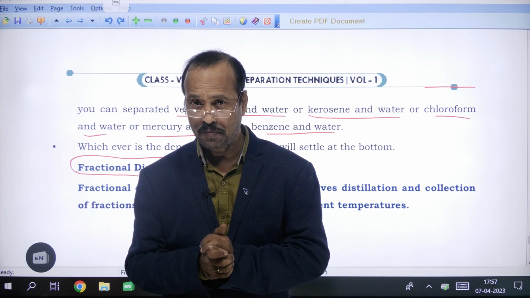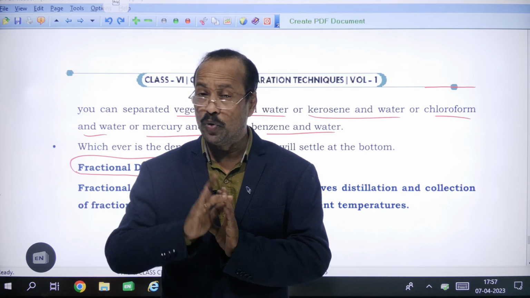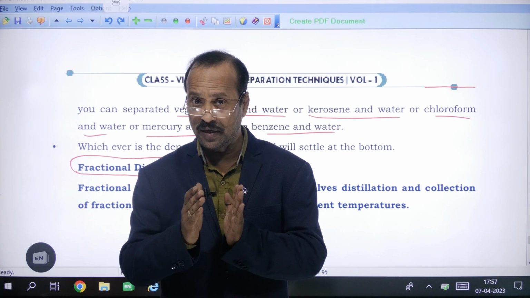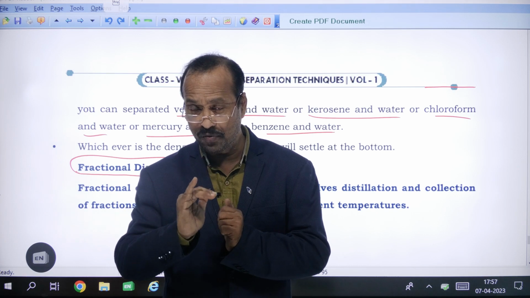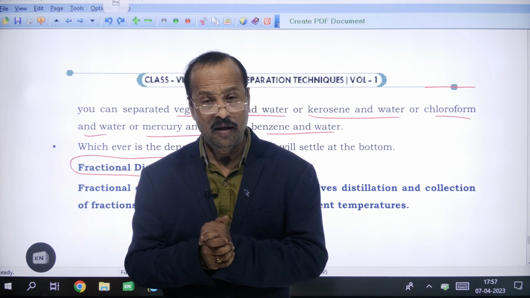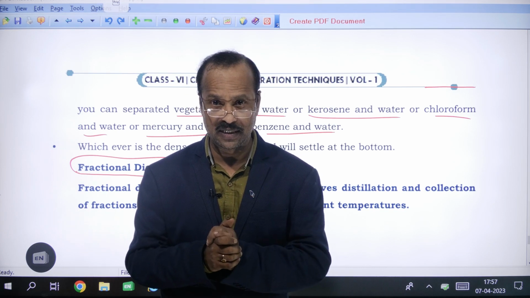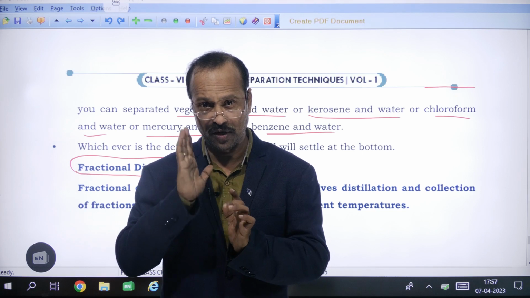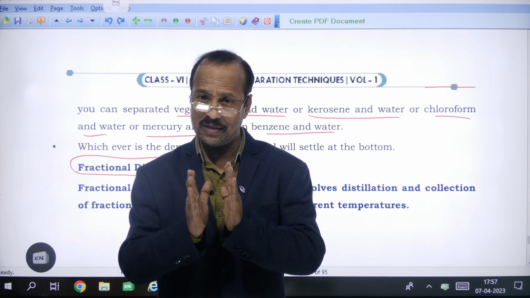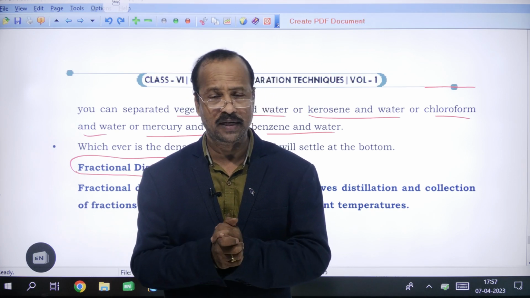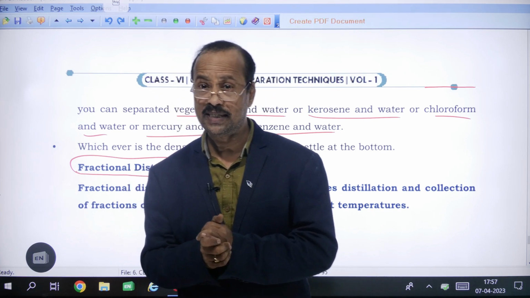Now if you want to separate them, in this case we can use distillation. We use distillation if the difference in the boiling points is greater than 25 or 30 degrees. Here acetone is 56 degrees and water is 100 degrees. So the difference is almost 44 degrees, right? This 44 degrees is greater than 30 degrees. In such case we can separate easily by using distillation.